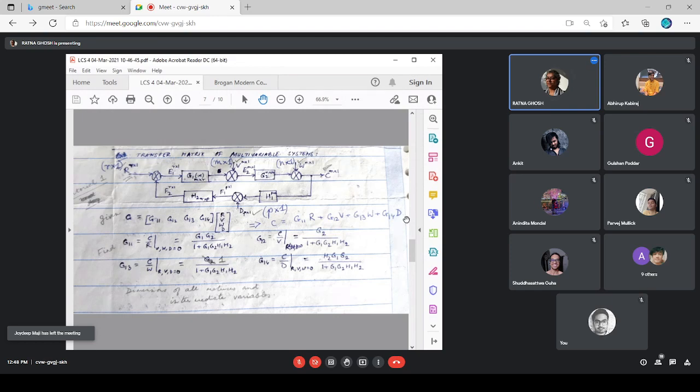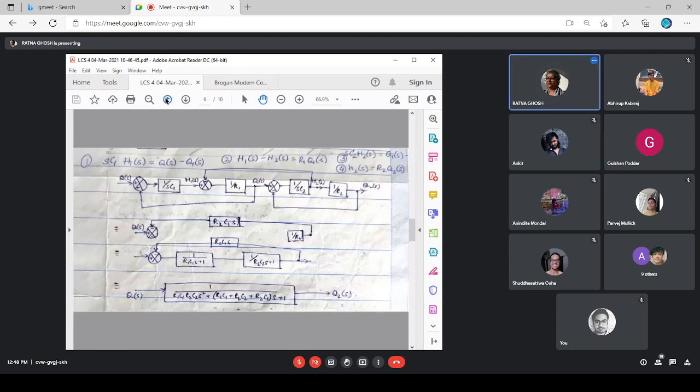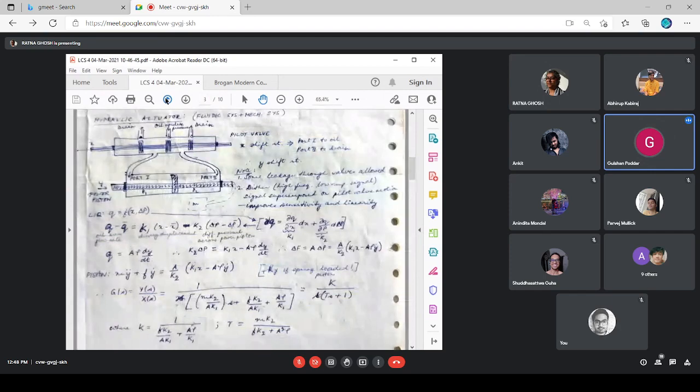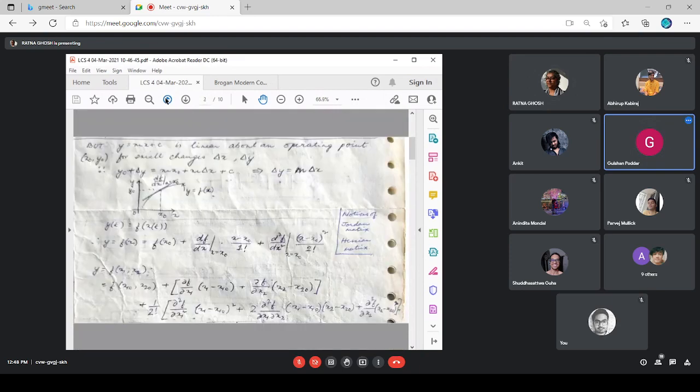Ma'am, I have one more doubt from the linearization part, on the second page, I guess. The page above that. Ma'am, the concept of the Jordan matrix, where is it coming from? Where are you using the Jordan matrix in this approximation?